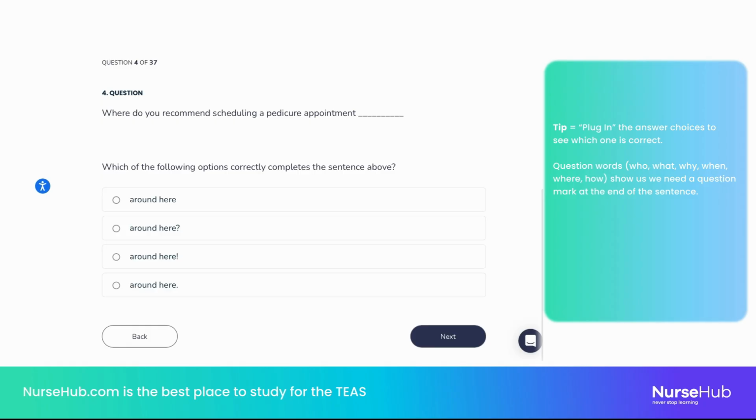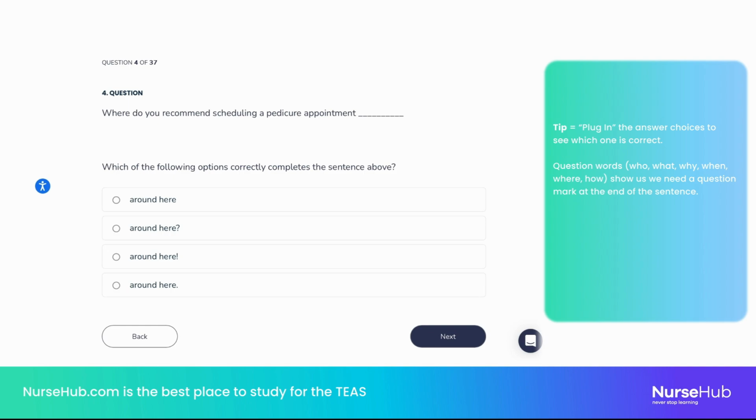Question number 4, we're looking at end sentence punctuation here. Which of the following options correctly completes the sentence above? Let's read the sentence. Where do you recommend scheduling a pedicure appointment around here? Now notice, first, I think it's a great tip that I love to just plug in what that says immediately. This makes it easier for me to read. I find it saves myself a little bit of time too on the test. Something just to practice during your test prep. So here we're looking at where do you recommend scheduling a pedicure appointment? Somebody wants to get their feet done. They want to know where is the best place to schedule an appointment.